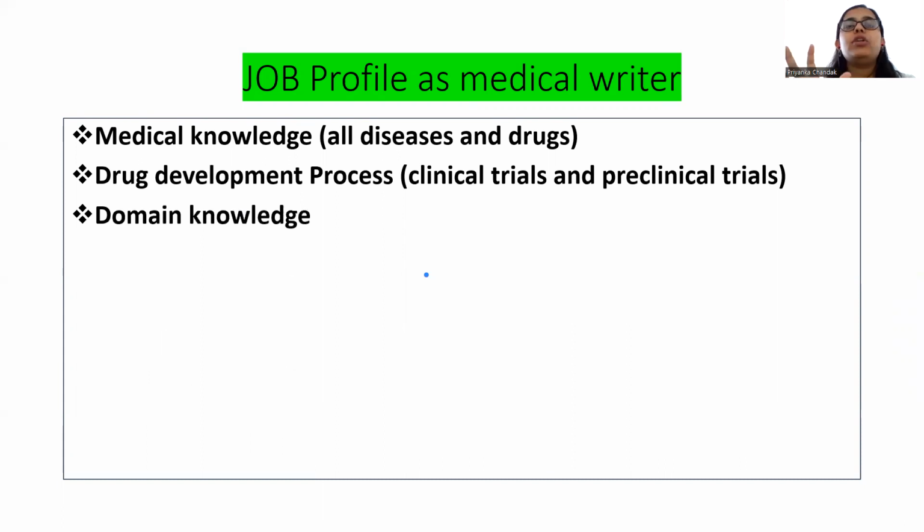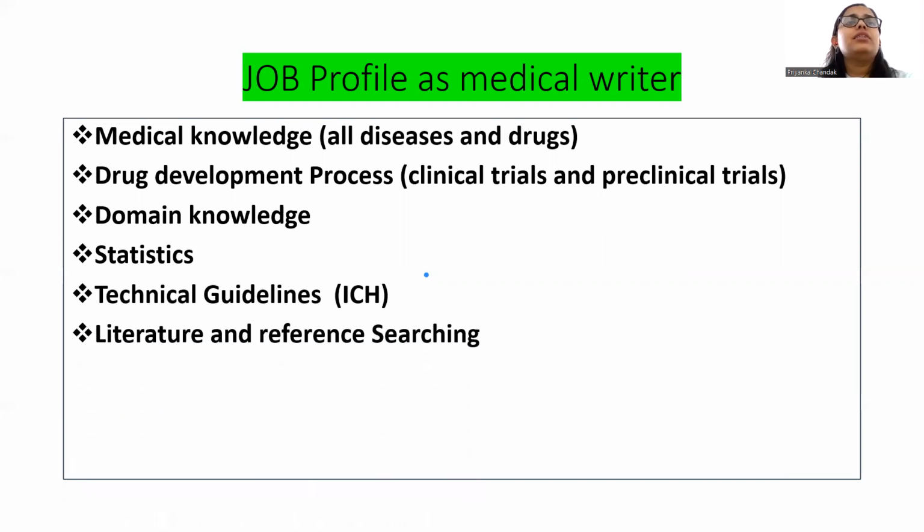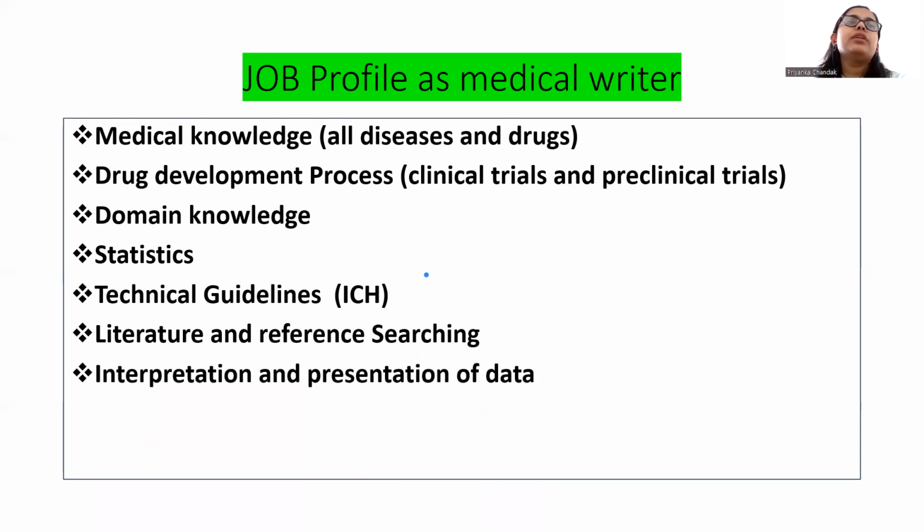Then domain knowledge, you should have the domain knowledge of medical writing, right? What it includes. But I personally can say here that grammar is very important for medical writing. Then statistics is also the most important part of medical writing. Technical guidelines, you should be aware of the guidelines. Then literature and reference searching, from where you collect the data and make one document.